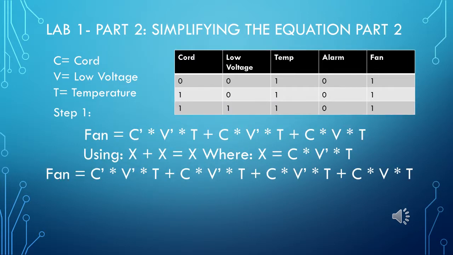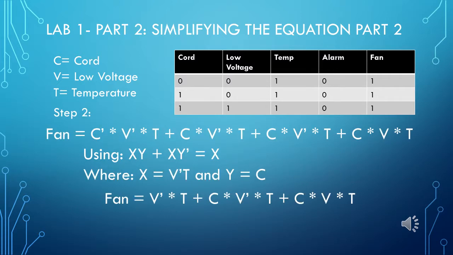The fan takes more steps. The fan is on when C' and V' and T, or C and V' and T, or C and V and T. You will create two instances of C and V' and T using the idempotent law where X or X equals X, making the fan set to C' and V' and T, or C and V' and T, or C and V' and T, or C and V and T.